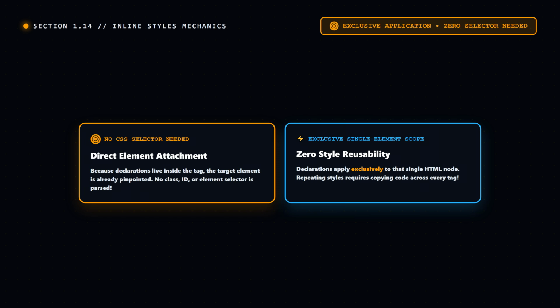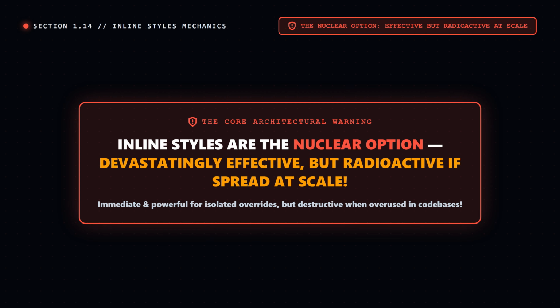It's immediate, it's powerful, and it's almost always a bad idea at scale. Inline styles are the nuclear option. Devastatingly effective in the right circumstances, but radioactive if you spread them throughout your codebase.